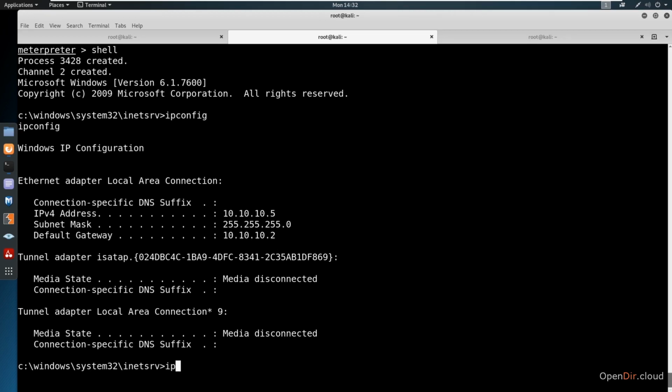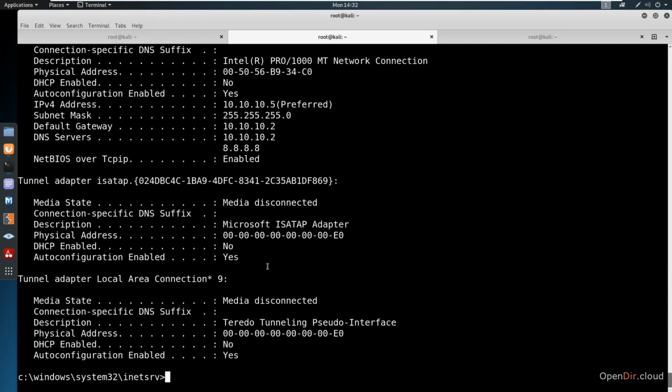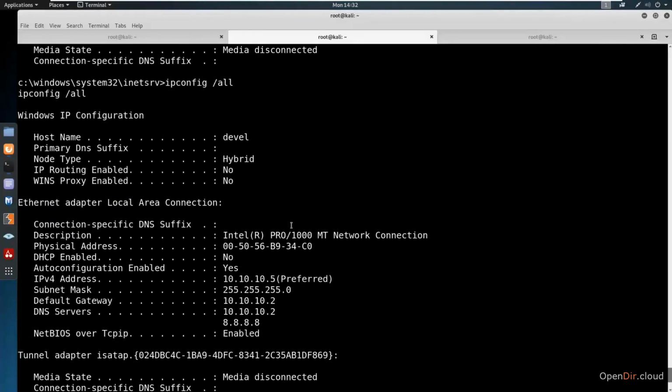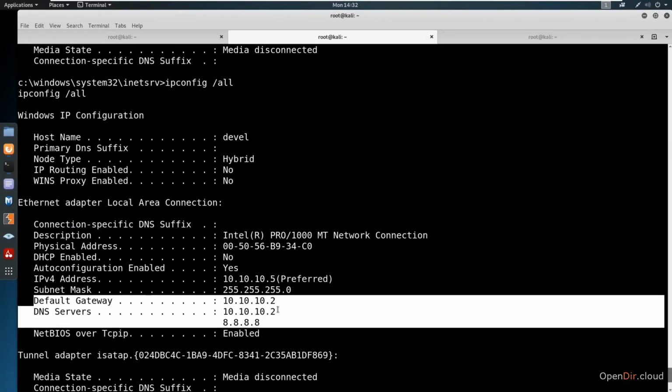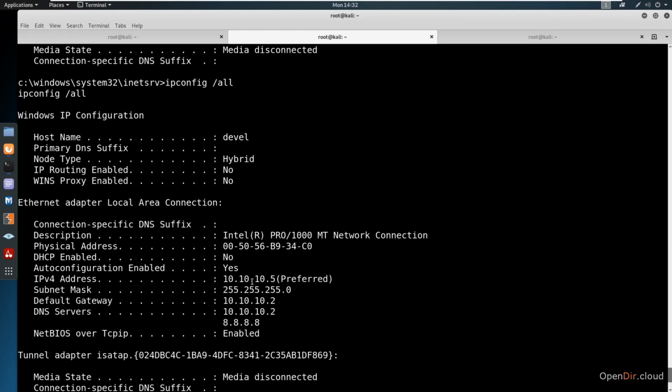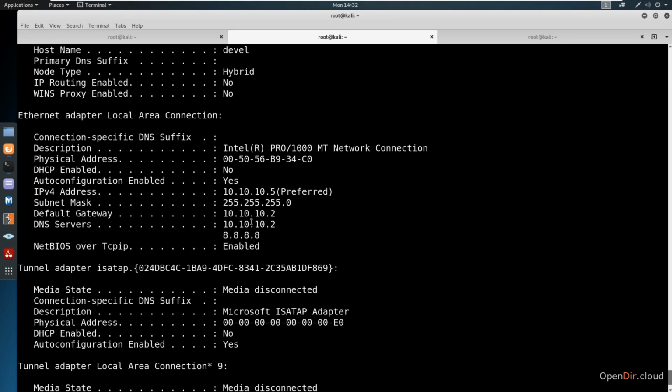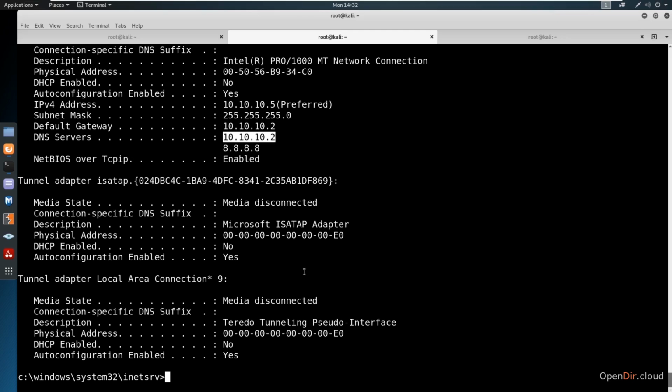We can also get more details by running ipconfig /all and seeing a little bit more information than we did before. We can see the default gateway, we can see the DNS servers, etc. So this just provides information on the architecture. If we're on a domain, we might even see the domain controller here as a DNS server, or just get a little bit more information as to where our next attack might be, what our subnet structure is, etc.